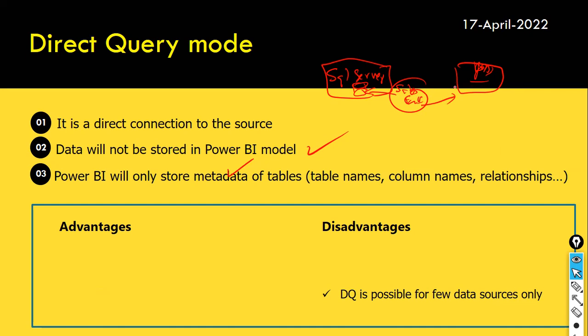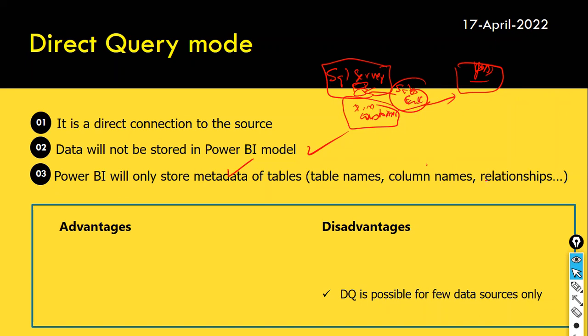What do you mean by metadata? The table name and the columns that are part of this table will get imported, and also the relationship, how this table relates to other tables. For example, you have a customer dimension table and a sales fact table. When you connect with direct connection mode, these two tables' data will not get imported locally. Only these two tables' metadata will get imported.